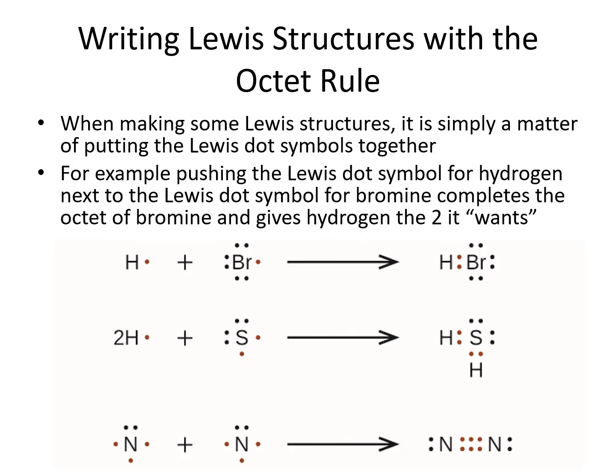Sometimes when we make Lewis structures of molecules, it's as simple as pushing the Lewis dot symbols of the atoms together. We could scoot the hydrogen so that its electron fills the vacant hole in the bromine. We could scoot 2 hydrogens so that their electrons fill the vacant holes in the sulfur. The nitrogen is a little trickier. We would have to move some of the electrons around to make the triple bond in the middle.